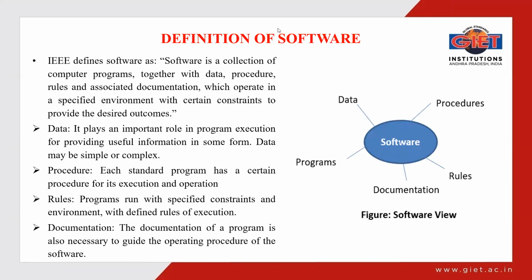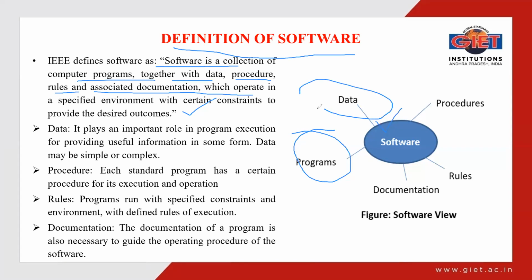Here you can see the IEEE definition of software. So what is software? Software is a collection of computer programs together with the data, procedures, rules, and associated documentation. By this statement, we can come to the understanding that software is not only a collection of programs, but it also has data, procedures, rules, and documentation.